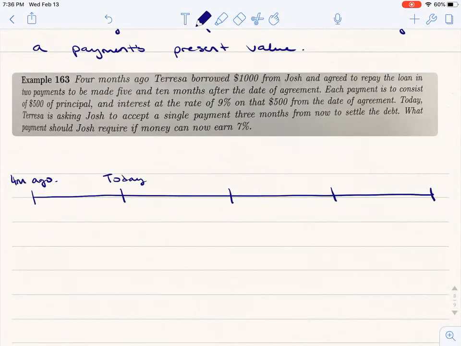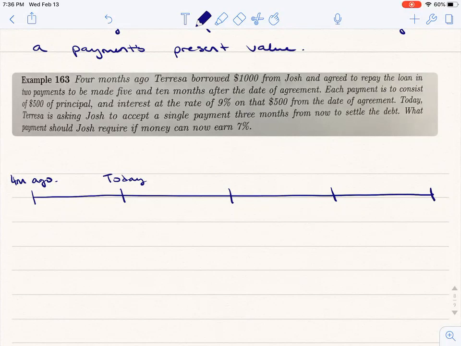Here, it gets a little bit trickier, right? Because she was going to make payments 5 and 10 months after 4 months ago. And so from 4 months ago, 5 months is the next tick, but that's only 1 month from today. It just depends on how you want to map this out, but we have to be all on the same playing field.